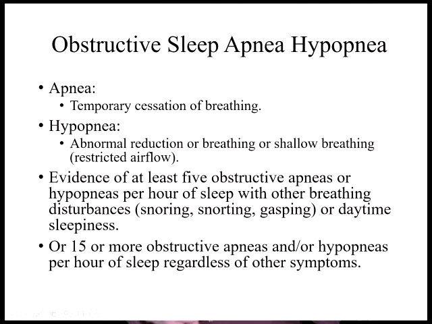Again, we need to find evidence that these have been going on. You see a list there of other disturbances, other things going on: at least 5 experiences of apneas per hour of sleep with other disturbances. It says here snoring, snorting, gasping, daytime sleepiness, or if we don't find any of those other things, measuring 15 or more obstructive apneas per hour, regardless of others.